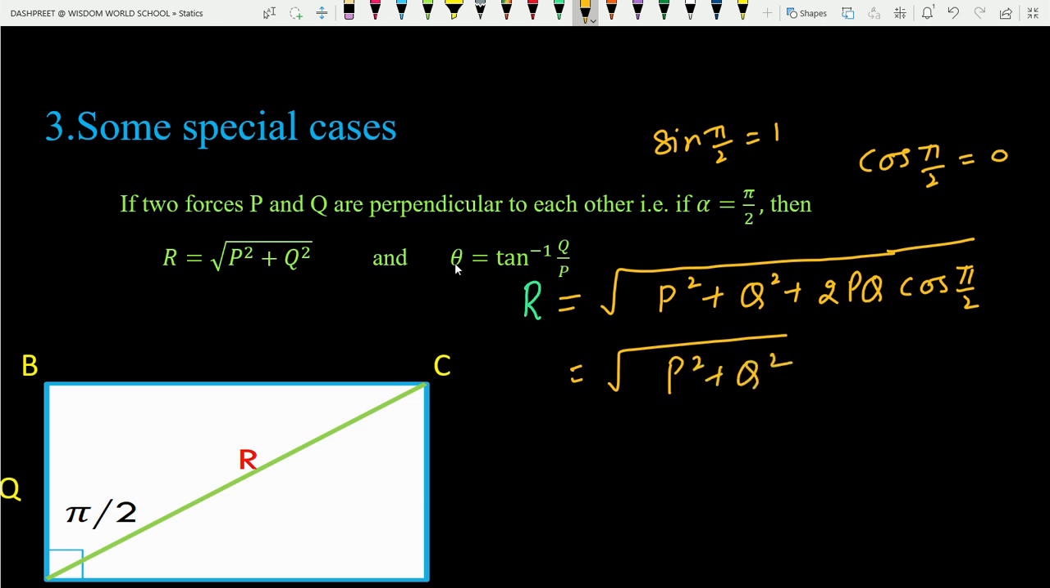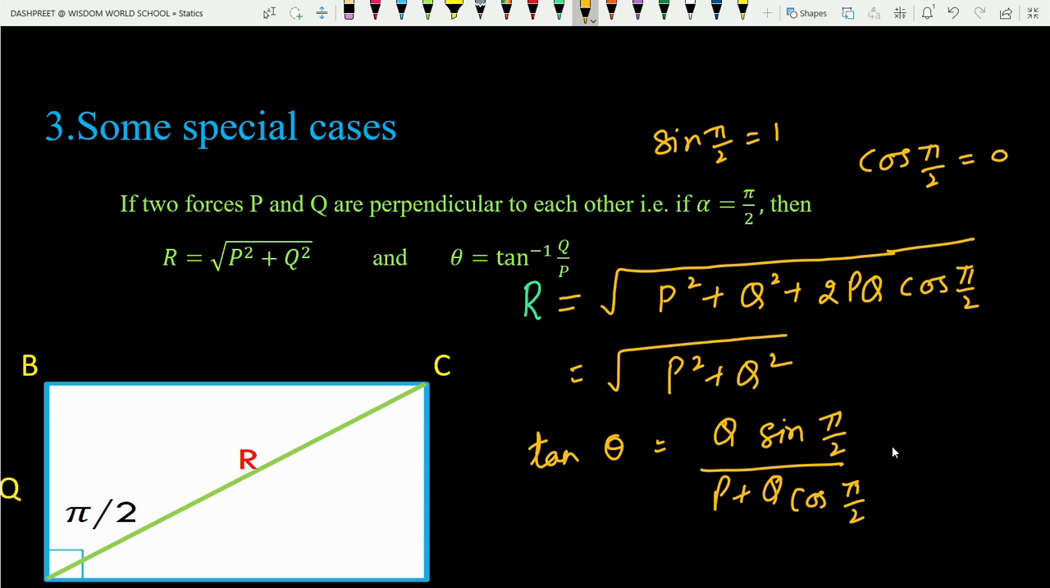Next we have to calculate this theta. Now the value of tangent theta is given by the formula Q sin alpha, where alpha is pi by 2, divided by P plus Q cos alpha. Again the value of sin pi by 2 is 1, so the numerator comes out to be Q, and the value of cos pi by 2 is 0, so the denominator comes out to be P. So theta can be written as tangent inverse Q divided by P.